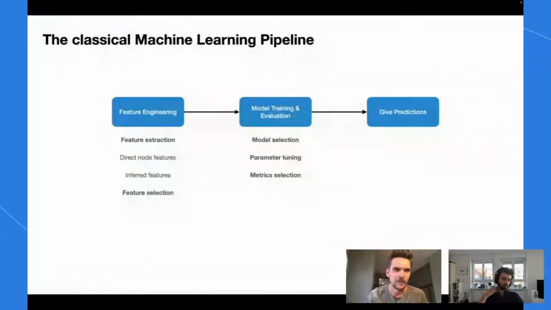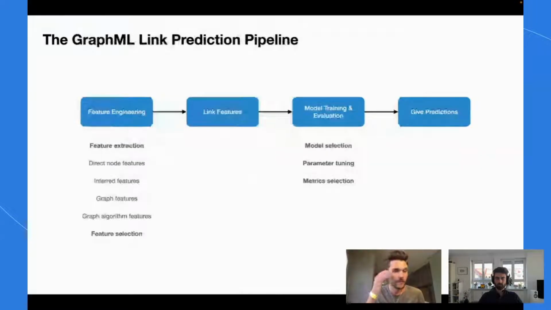Then we have to select the right features, which we feed into our model training and evaluation. Here we have to select the right model and parameter space. Then we have to do the tuning of the parameters, and we have to select the right metrics so that we can measure the ability of our model before we can use it to give predictions.